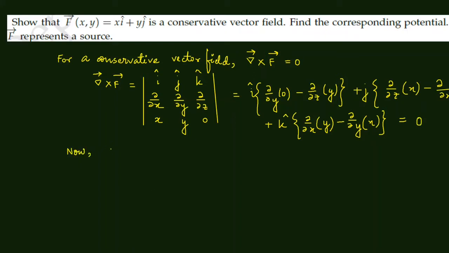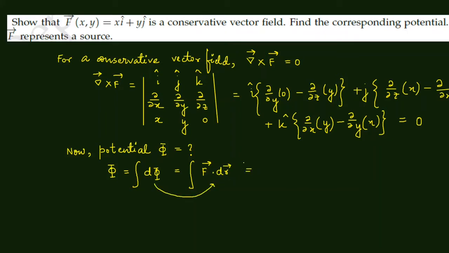Now, to find the corresponding potential phi. We know that phi is equal to integral of d phi, which can be written as F dot dr, because we know F can be expressed as grad phi. Now, obviously, instead of using grad phi, we have written it as minus grad phi. When we use the definition of F, we use minus grad phi, which is just a convention. So, here there will be a minus sign.